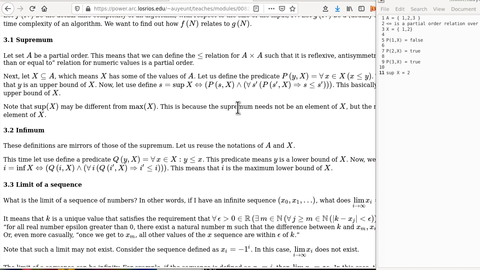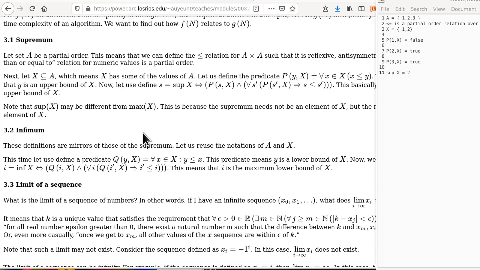Okay, excellent. So even though technically the supremum of x is not the same as the maximum of x, when we are dealing with integers and real numbers, it is. Because if you look at less than or equal to as a relation defined over integers, natural numbers, real numbers, rational numbers, and so on, it is a total order. So if it is a total order, then the supremum is the same as the maximum.